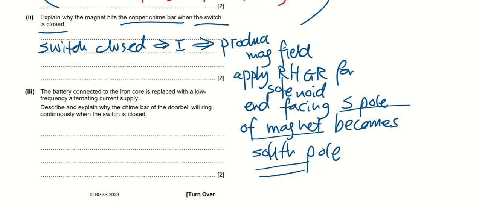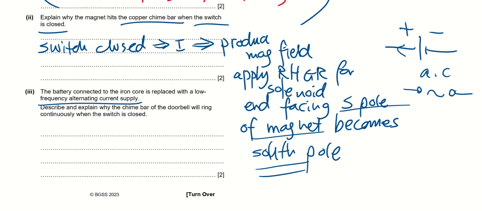Part 3. The battery connected to the iron core is replaced with a low frequency alternating current supply. What does it mean? This is DC. Current always comes out from positive. If AC, the symbol looks like this. Like that, this is AC. So it will take turns having current come out from here, this way. Once current comes out, goes back, the current will go the other way.